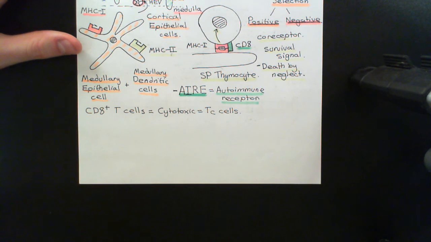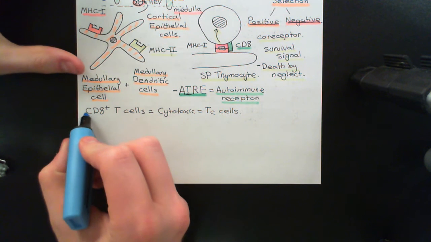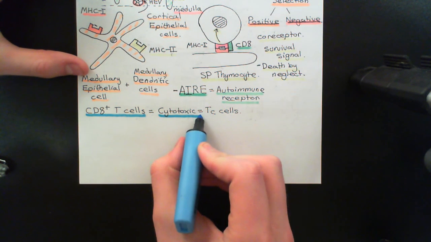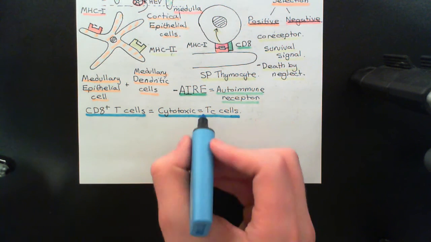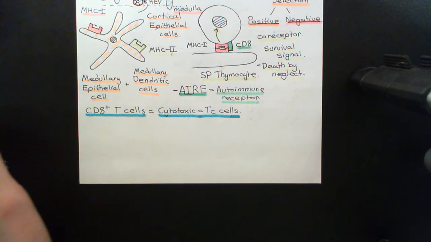So it all hopefully is starting to make sense. Remember, intracellular pathogens, they get their peptide fragments loaded on MHC class 1 protein complexes. MHC class 1 protein complexes are going to be activating these CD8 positive T cells, and these, I'm now telling you, are also called cytotoxic or T subscript C cells. And these are going to be involved in that cell-mediated response, killing cells that are infected with the intracellular pathogen.